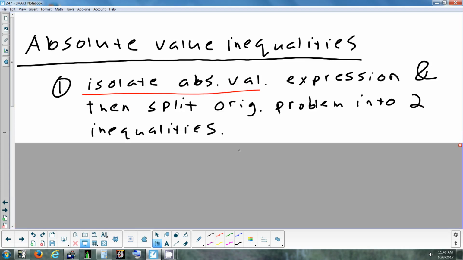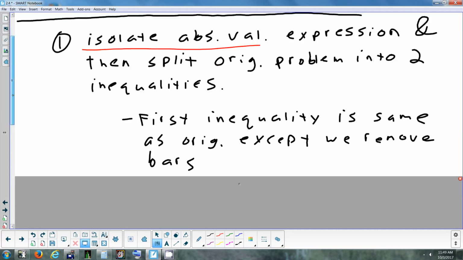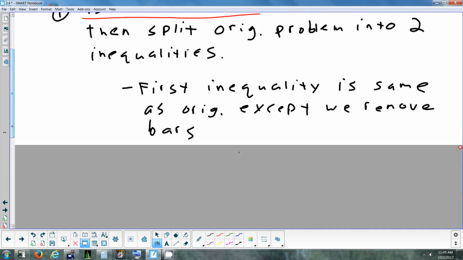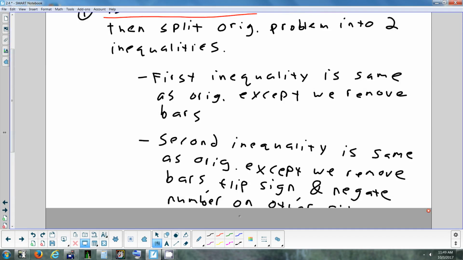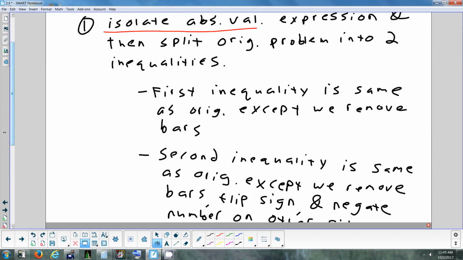Does anyone remember when you split it into two problems, how you get the first one you split it into? You just have to do one thing. Take out the absolute value sign. Yeah, just take out the absolute value bars. So the first one you split it into is exactly the same as what you started with, just take out the bars. Now, how about the second one? You had to do one extra thing. What did you have to do? Add a negative to the number. So yeah, the second inequality you're still going to take out the bars, and you're going to change the sign of the number on the other side. If it's negative, make it positive. If it's positive, make it negative.